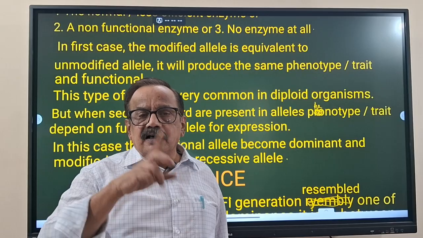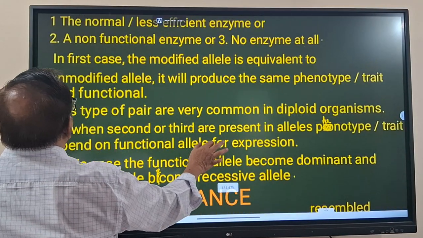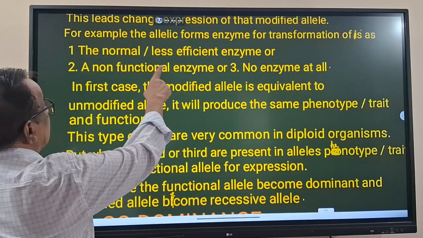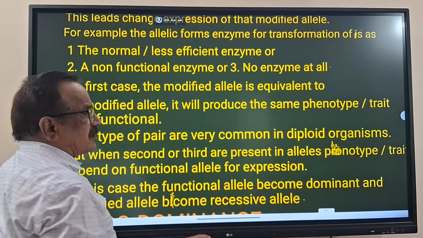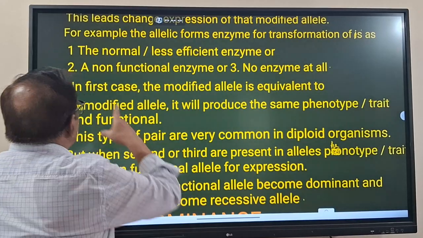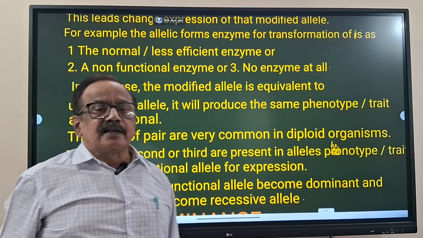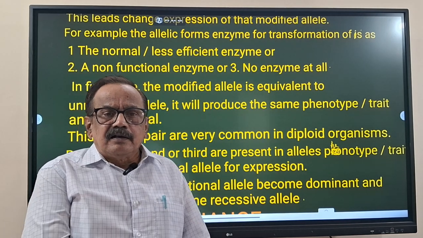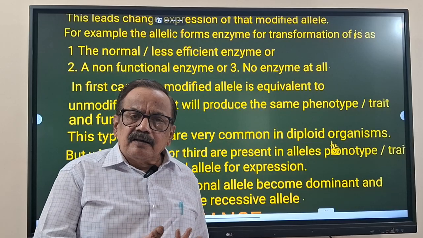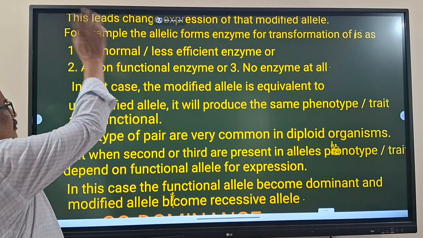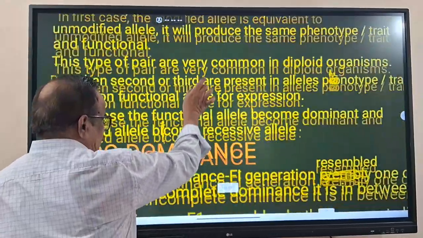First one is the normal or less efficient enzyme, which is the common one, most of the things used to have. Then non-functional enzyme or no enzyme produced because of the modification of the second allele. That is how I explained it, but most of the cases will follow the first one. That is the thing.